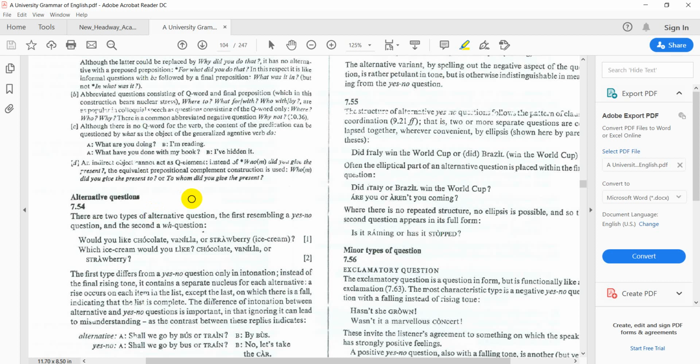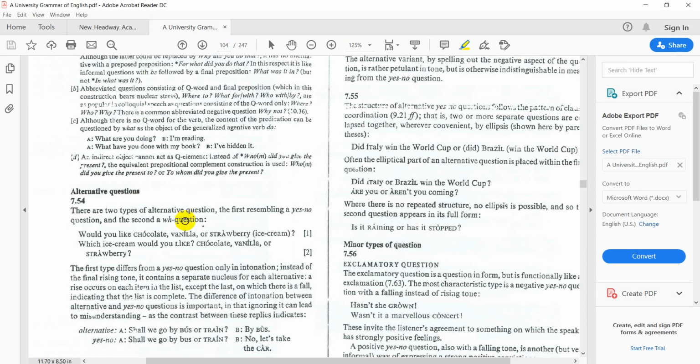And those that expect a reply supplying an item of information, as for example, what is your name, how old are you, and we call it WH question, and we finish with it. And now the third type, those that expect as the reply one of two or more options presented in the question, and we call this alternative question. Okay, so this is the third type, alternative question.